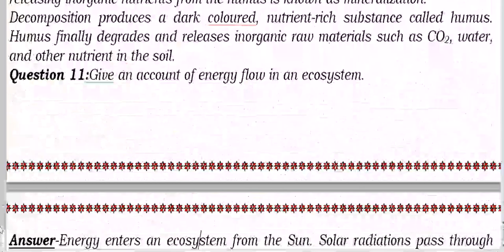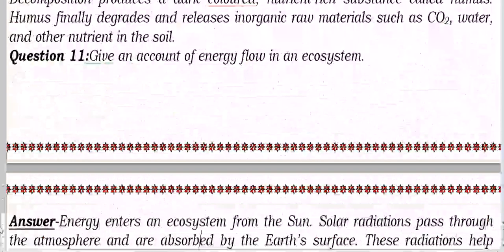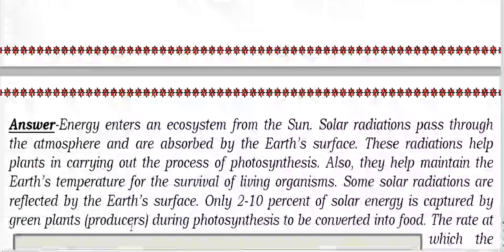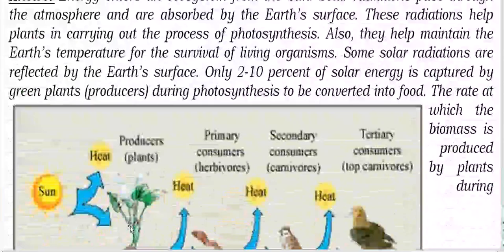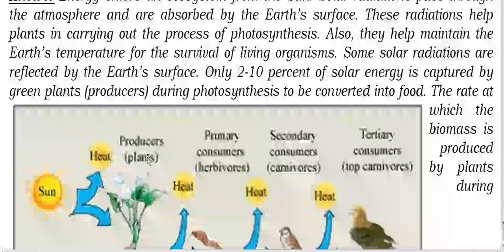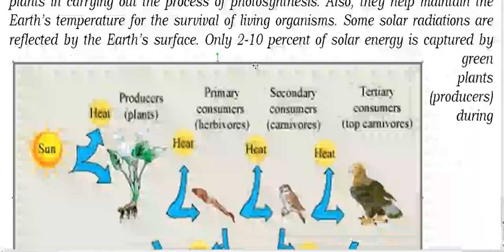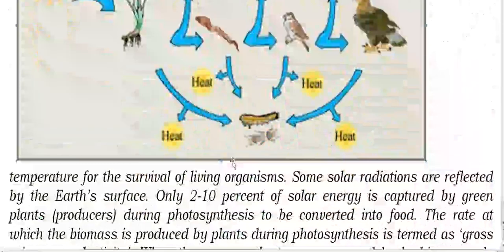Then is the account of energy flow. In the energy flow, the ecosystem's energy comes from the sun, in the form of photosynthetically active radiation which plants take. From here the energy goes to the primary consumer or herbivores, then secondary consumer, then tertiary consumer, and at every level only 10% of the previous energy is converted. So energy flow is unidirectional.